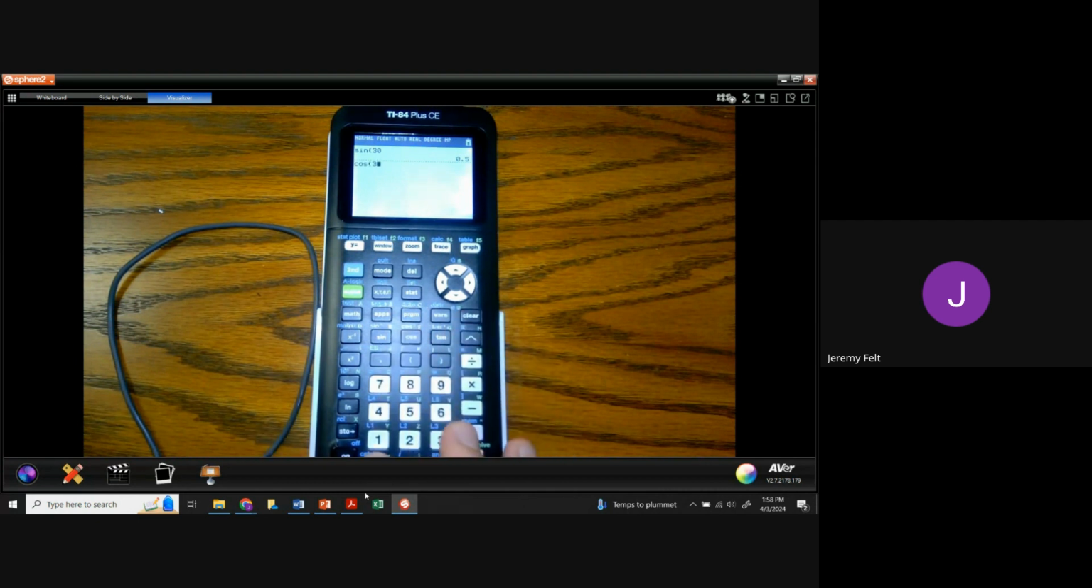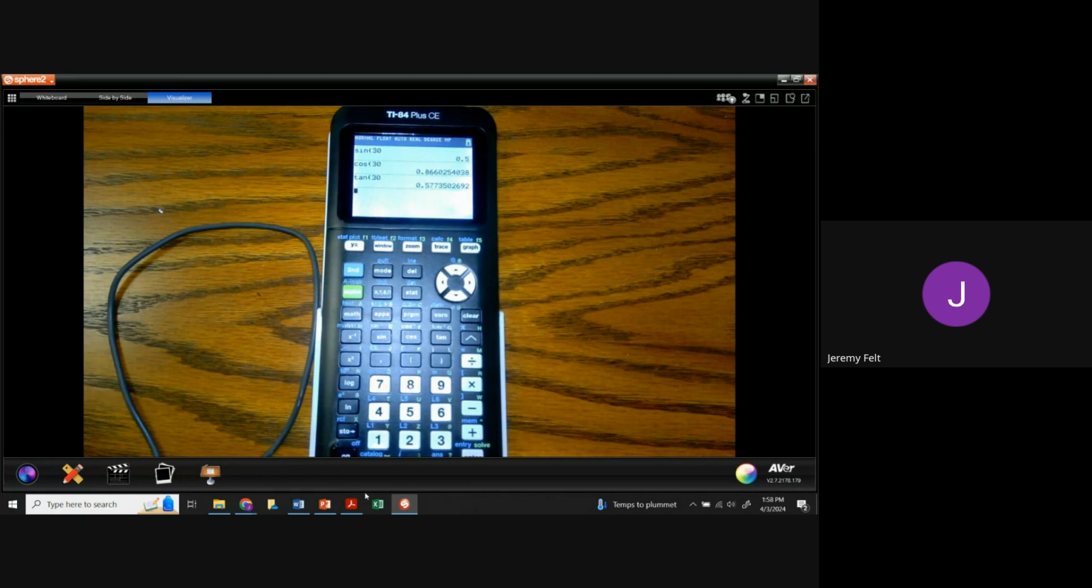The cosine of 30 was that irrational number that we rounded to 0.866, I think is what the book rounded it to, and then the tangent of 30. We take it out that far.